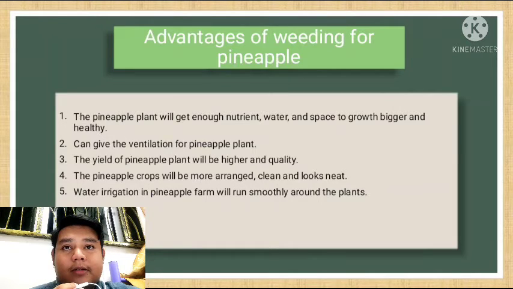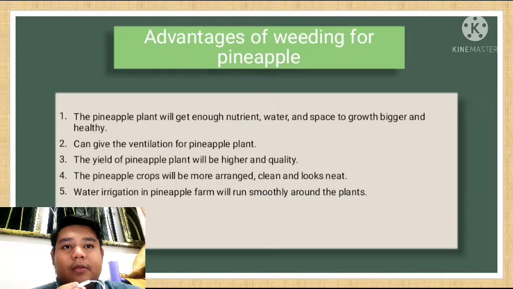The first one is the pineapple plant will get enough nutrients, water, and space to grow bigger and healthy. Next, by removing the weeds, it can give ventilation for the pineapple plant. Next, the yield of the pineapple plant will be higher and of better quality.